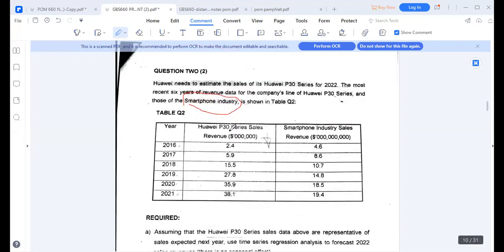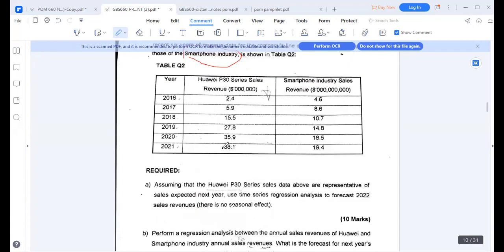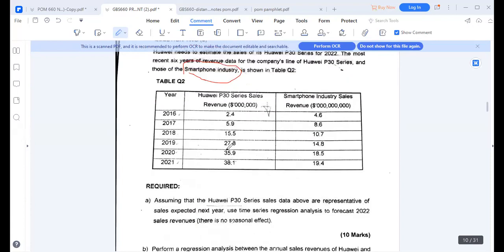And the other question, part B, we have to be very, very careful when looking at what the examiner is saying, assuming that the Howard company's P series data are representative of the sales expected next year. Use the time series regression analysis, among the 3 analyses that I actually mentioned, to forecast 2022 sales revenue. So meaning that the year and this company, that is for the first one.